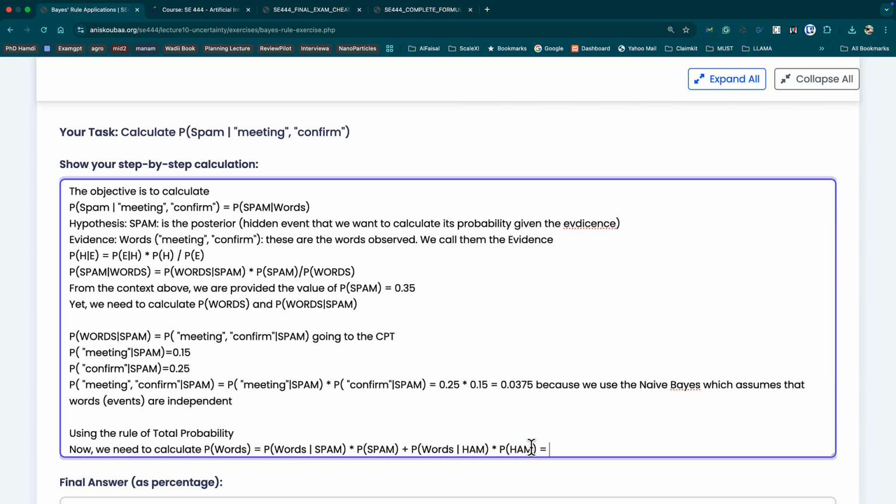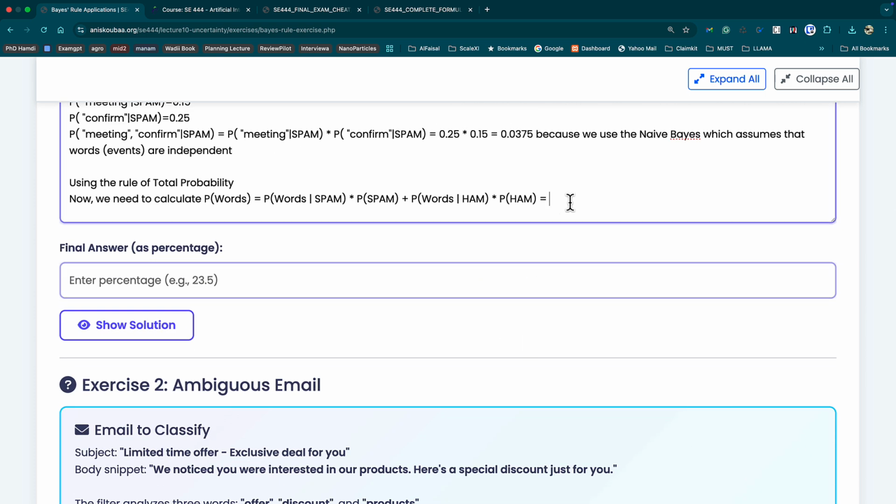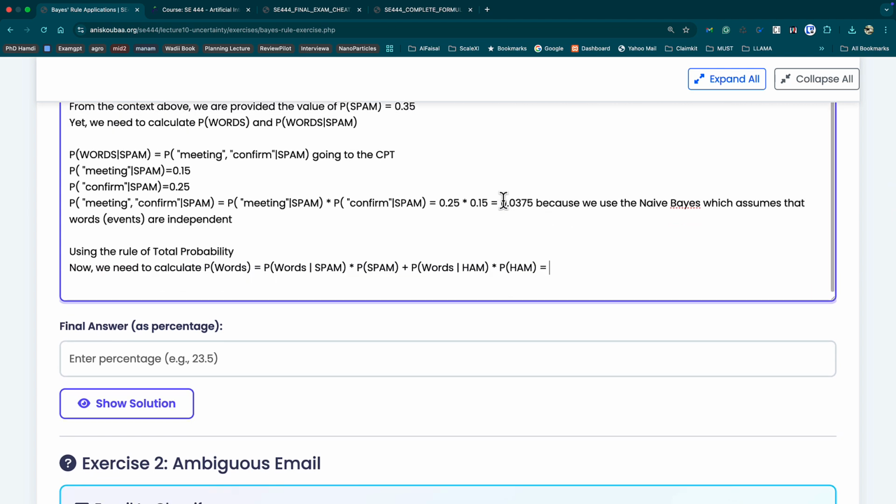And what will be the value? So we have calculated this now. And we calculated this value, which is equal to 0.035, which is this one, multiplied by, what is the probability of spam? 0.5.